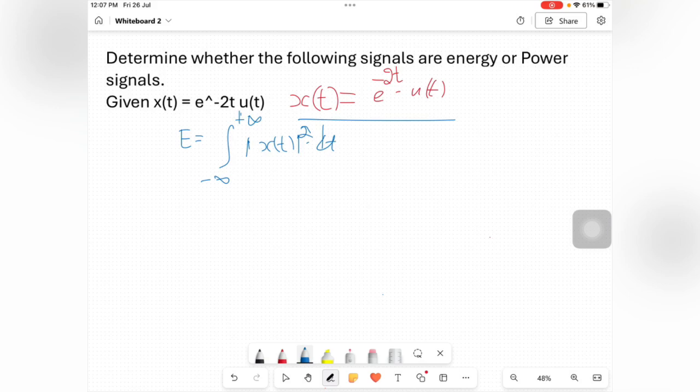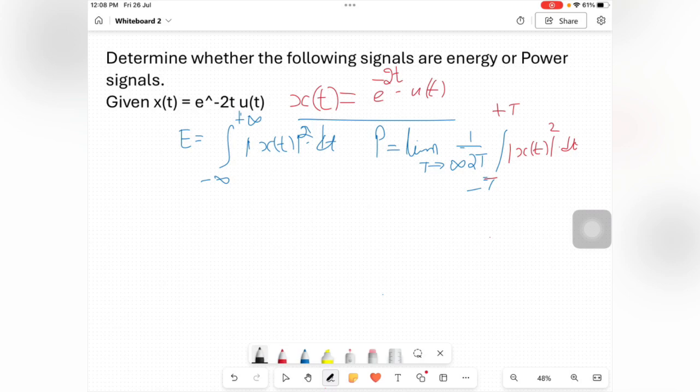Similarly, what is the power signal? Power is given by P equal to the limit as t tends to infinity of 1 by 2t times the integral from minus t to plus t of mod of x of t whole square into dt. These are the two formulas for energy and power signal.